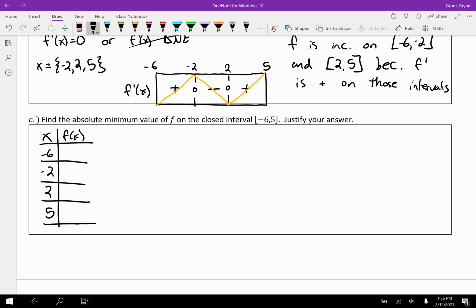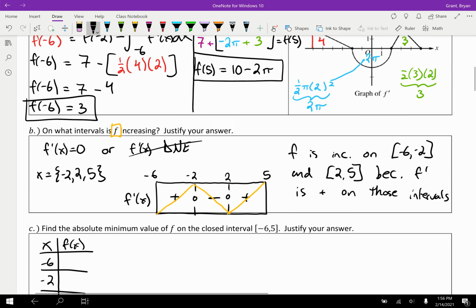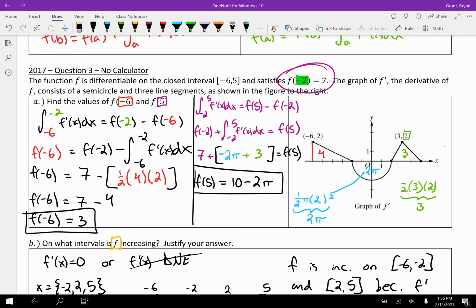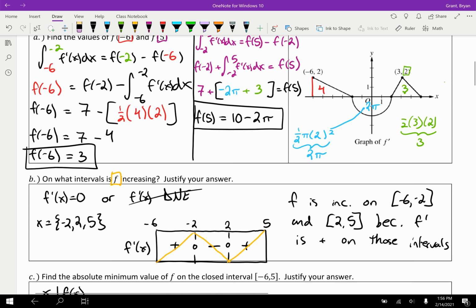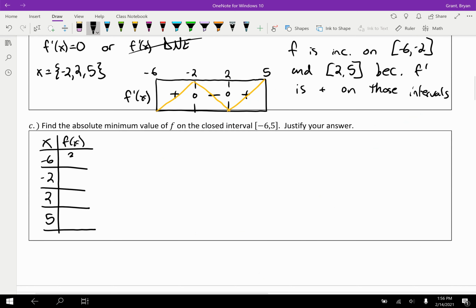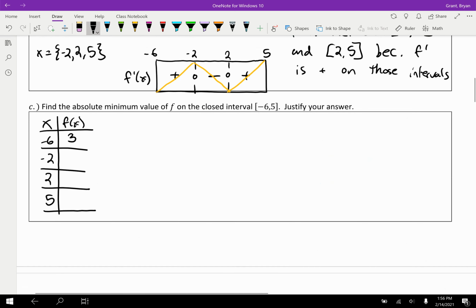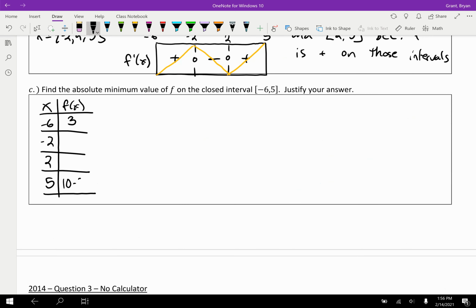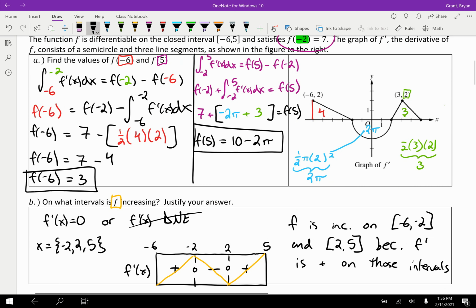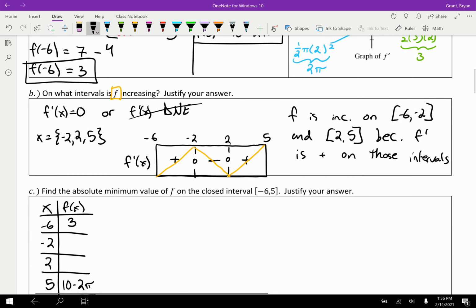And now we need to find the outputs. But you're like, how do we find the outputs? We don't have an equation. That's true, but notice how they set you up here. They already had you find two outputs, didn't they? From negative 6 and f of 5. F of negative 6 was 3, and f of 5 was 10 minus 2 pi. Okay, and they gave you one. F of negative 2 is 7.